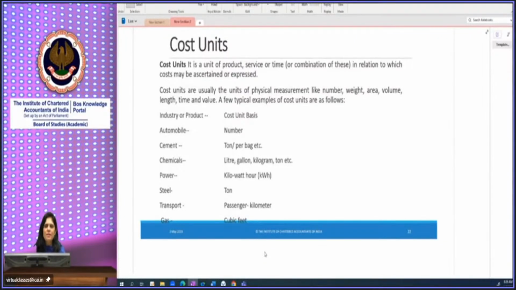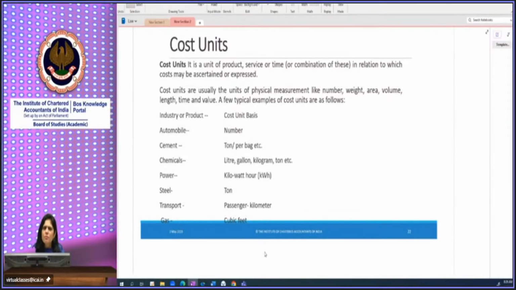That physical measurement, like are you in numbers? Let us say if it's bicycles or cars, it will be per car, per unit, one unit of car. That means one number of car. Or it is in weight, kilograms or grams, milliliter, area, volume, like square feet or square yard, or length like meter or millimeter. If it's a clothing organization, it will be rupees 10 per meter. If you go and buy a suit length, it's rupees 1000 per meter. So the unit is that in which you are denoting the cost.